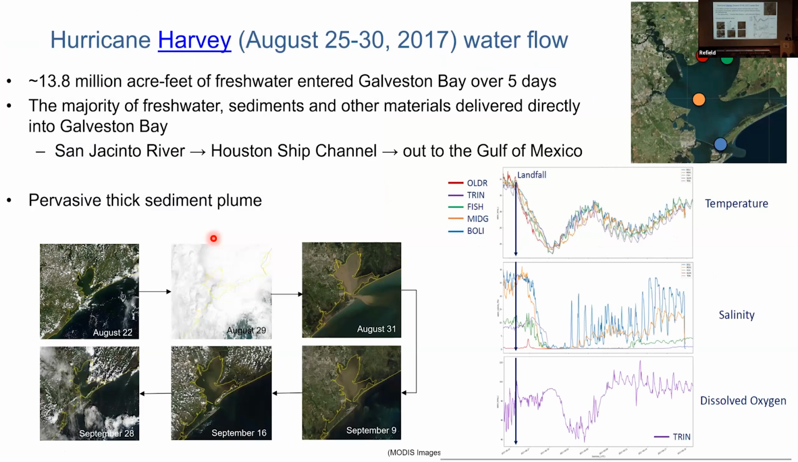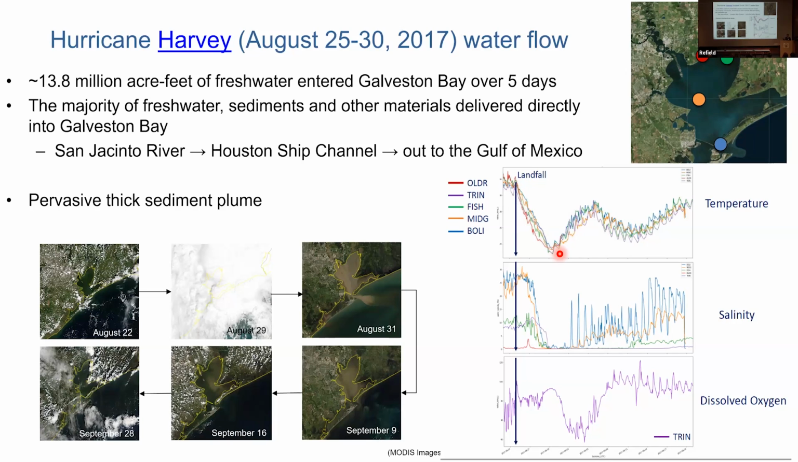It happened in August 2017, and 13.8 million acre-feet of fresh water entered Galveston Bay. Here it's before the storm. During the storm, it's cloudy. But right after, you can see that all this water went into Galveston Bay, and there was this plume. Galveston Bay is very shallow, about 3 meters deep, so it doesn't take much to resuspend the sediment. The plume persisted for almost a month after the storm. The water went from the San Jacinto River all the way through Galveston Bay and then spewed out into the Gulf of Mexico, and that impacted the water quality of the bay.